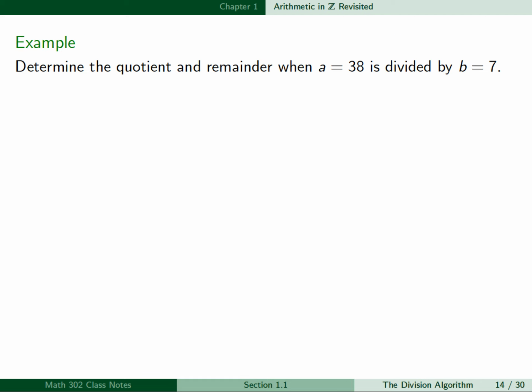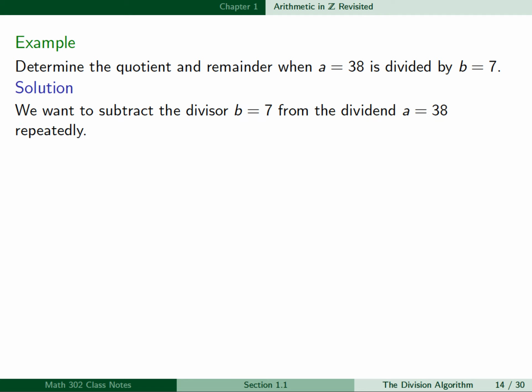So let's determine the quotient and remainder when a equals 38 is divided by b equals 7. So we want to subtract the divisor b equals 7 from the dividend a equals 38 repeatedly. We'll start: 38 minus 7 is 31, which we can write as 38 minus 7 times 1. Subtract 7, we obtain 24, which is 38 minus 7 times 2, so that's 2 subtractions.